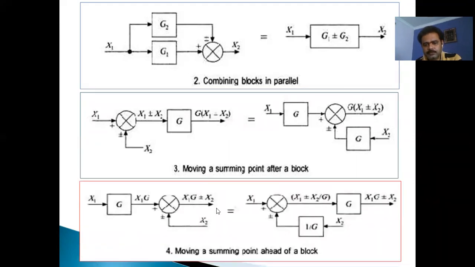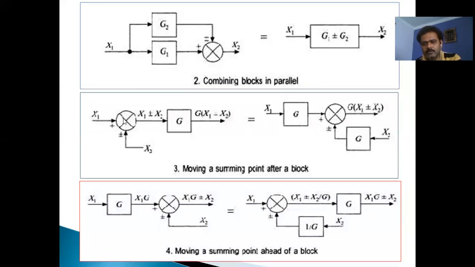Next, if I want to move a summing point ahead of this block, in that case, again we have to add one more block, but whose gain value is 1 by G. In forward direction, we have to add G. In reverse direction, we have to add 1 by G. So kindly remember this one.